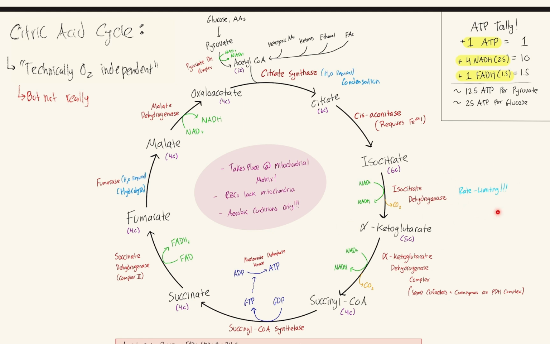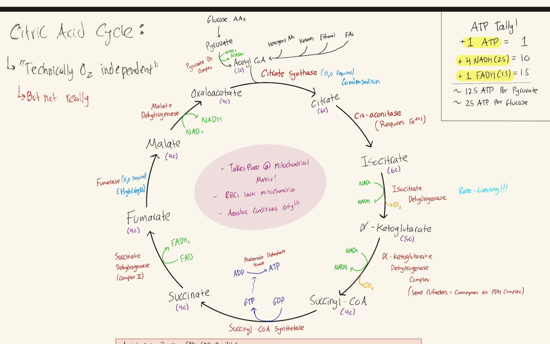I emphasized here, this is the rate-limiting enzyme, and we'll talk about that real soon. This reaction results in the production of 2 molecules. One is a CO2 molecule, so decarboxylation has occurred, meaning we've gone from 6 carbons to 5 carbons, as well as an oxidation reduction that resulted in a reduced NADH being formed. And this is the first of 3 NADH that will be formed in the citric acid cycle.